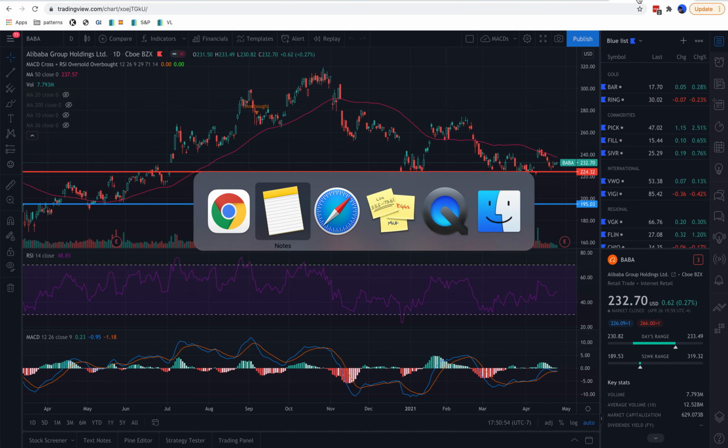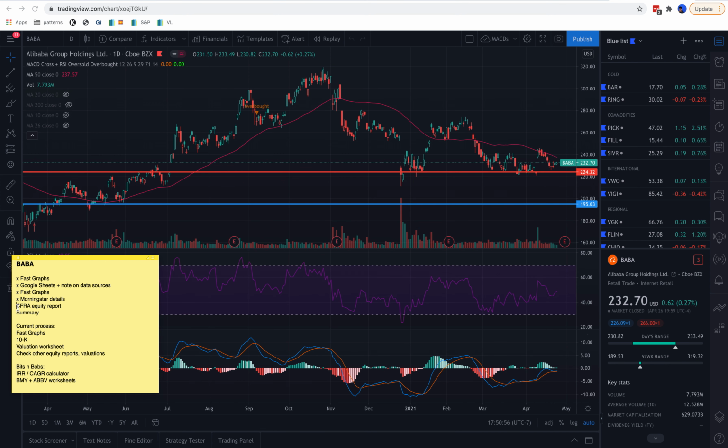Okay. Anyway, that is all I want to say about that. So I looked at the summary. At a high level, just to recap, my general process is to look at fast graphs, read through the 10K, do the valuation worksheet, and then sanity check that against some of these equity reports. Okay, we're in the final stretch. I think that's basically it.